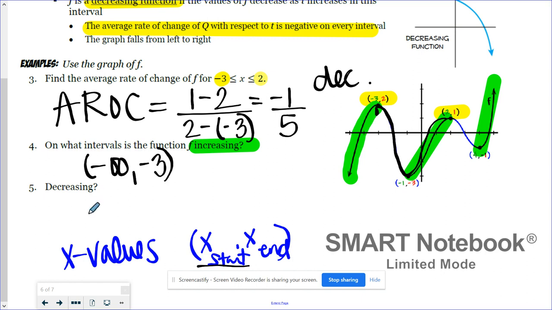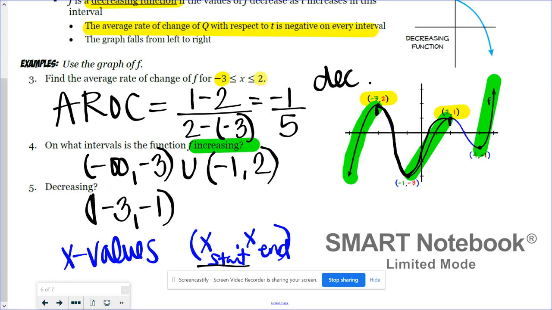Then it switches to decreasing. So it's decreasing starting at x is -3. And it stops decreasing when it gets to x is -1. And then it picks up again. I use U because it's picking up again, but U is also union in math. And that's what we use whenever we have continuing intervals like this. So we picked up again at -1, and it's increasing until it gets to x is 2, and then it stops increasing, and picks up again decreasing.